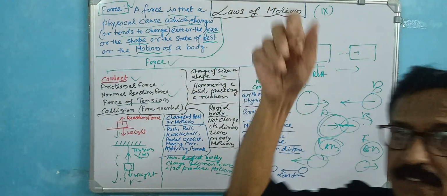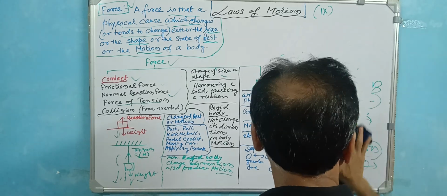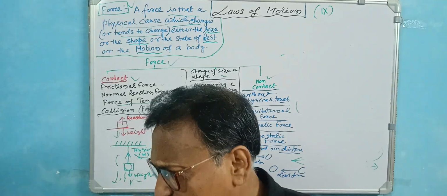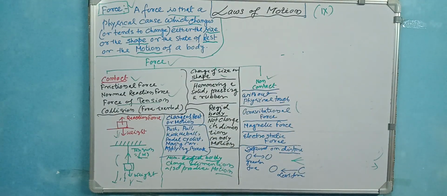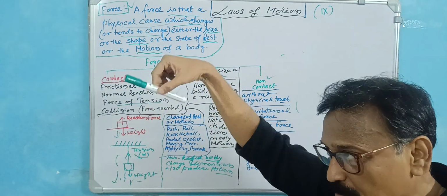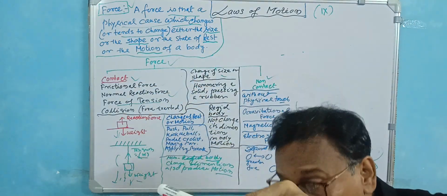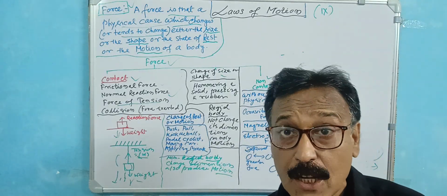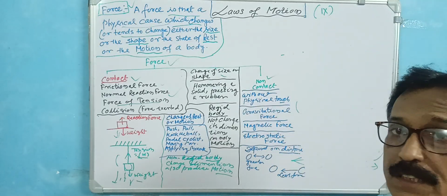And in case of non-contact force, non-contact force is a very important thing. Non-contact force means two bodies are not touching. Suppose a pen is here, and if you just drop it, what is the attraction? There is no touch. The gravitational force attracts it towards the center. So it is a non-contact force. Gravitational force is a non-contact force.